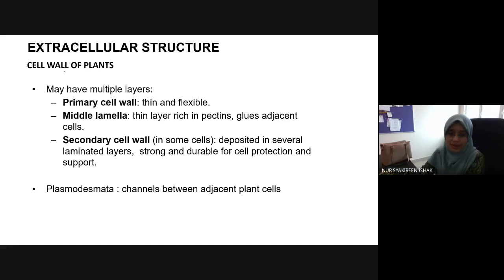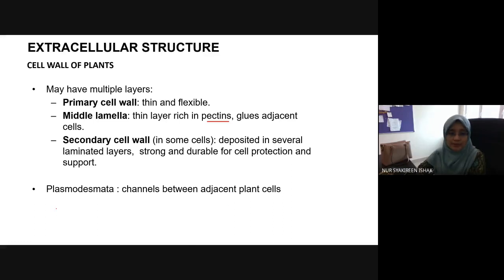And then you have the middle lamella, which is a thin layer rich in pectin that glues the cells together. You need some kind of glue to attach the cells together, so this is done by the pectin. And then you have the secondary cell wall, which is the thicker part of the cell wall.